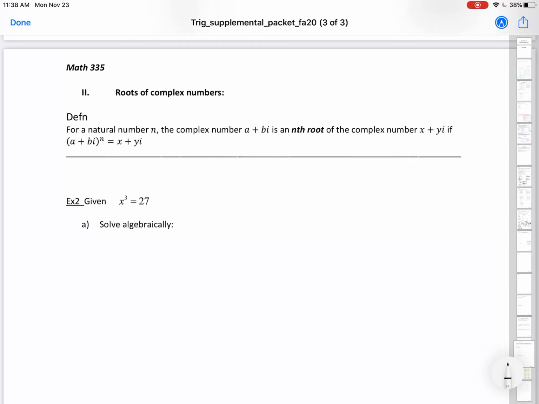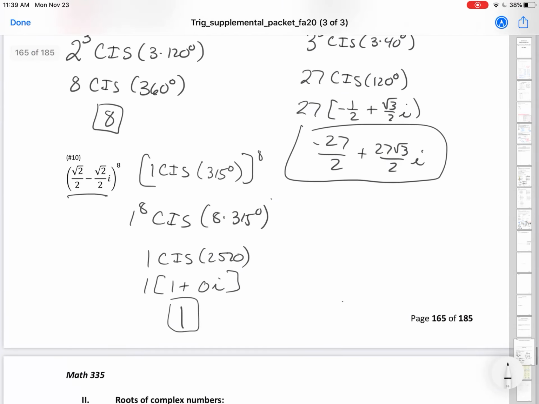Okay. For any natural number n, the complex number a plus bi is an nth root of the complex number x plus yi if a plus bi to the nth is equal to x plus yi. Let me explain with the last one. Root 2 over 2 minus root 2 over 2i was an 8th root of 1 because root 2 over 2 minus root 2 over 2i to the 8th was equal to 1.